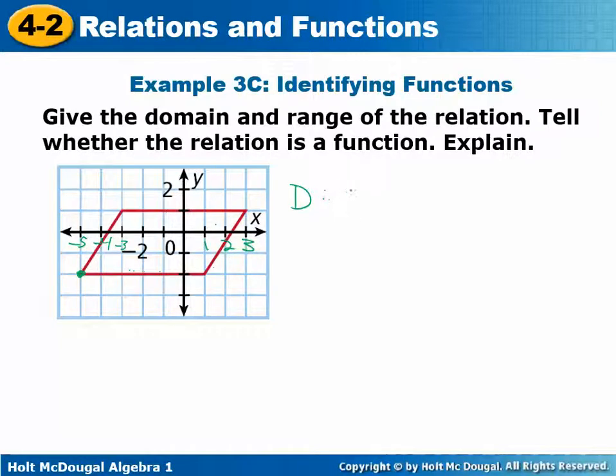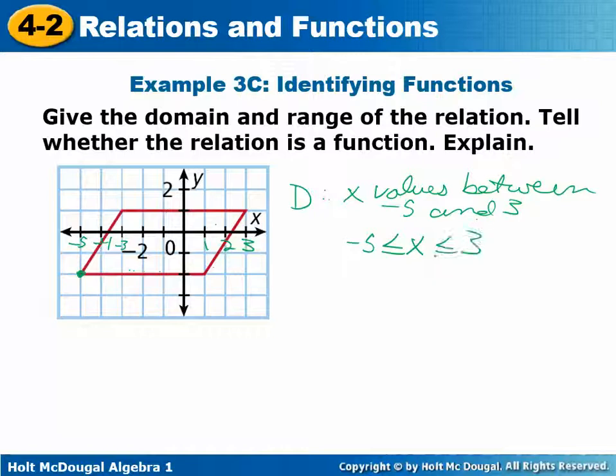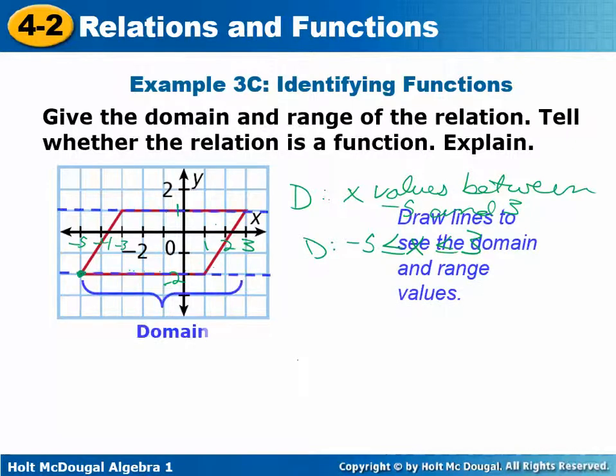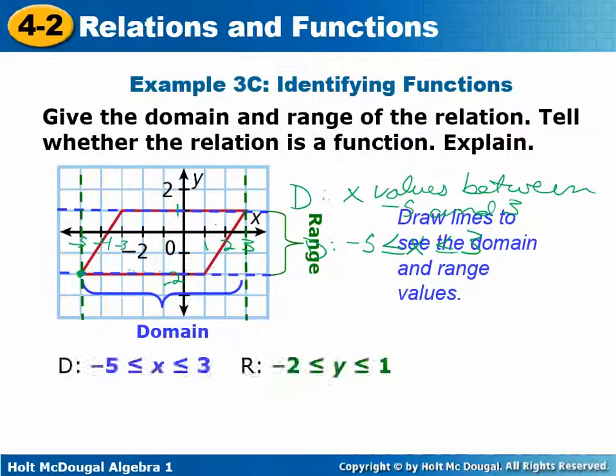So you could write that the domain is x values between and including -5 and 3. Or you can use symbols, put the smaller number here and the bigger number here. That's our domain. The range is going from the smallest y ever gets, which is -2, and the biggest y ever gets is 1. So the range is -2 is less than or equal to y is less than or equal to 1. So y is between -2 and 1.